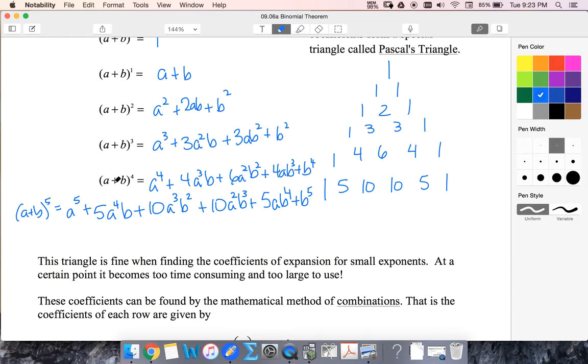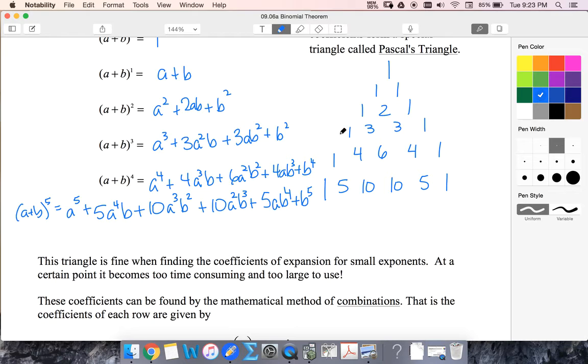Notice for even powers that I have exactly one middle term, so I know it's the middle term because my 2 powers are even. Then there's going to be a single number. But if I have to split the middle like I did here, so a to the 3rd b squared, a squared b to the 3rd, those have the same coefficients.